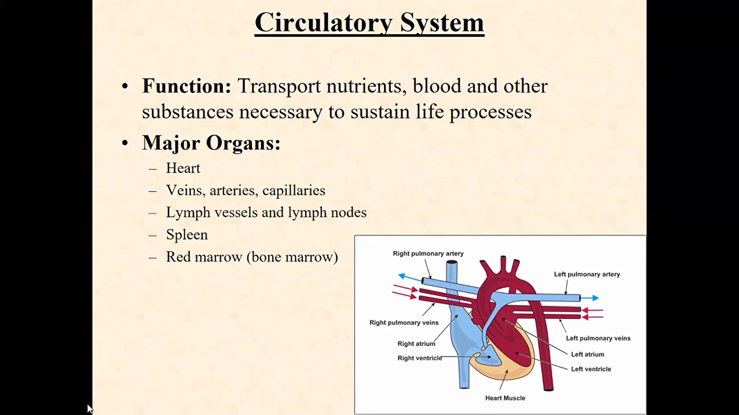It's made up of blood vessels that carry blood away from and towards the heart. Arteries carry the blood away from the heart, and veins carry blood back to the heart. So just remember what carries it in and what carries it out.